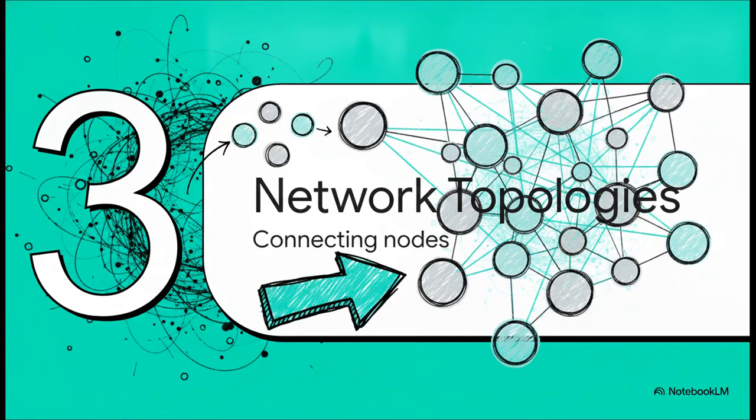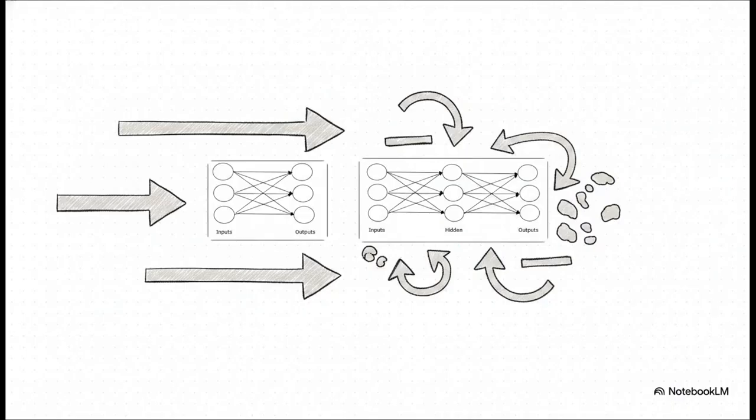Moving on to section 3, network topologies explained. This is where we connect the individual nodes into functional networks. You can really notice the leap in complexity here. On the left, we've got a single-layer feed-forward network. Information simply flows in one direction, directly from the input layer straight to the output layer. But on the right side, we have a multi-layer feed-forward network. See that column of nodes sandwiched right in the middle? We call that a hidden layer.